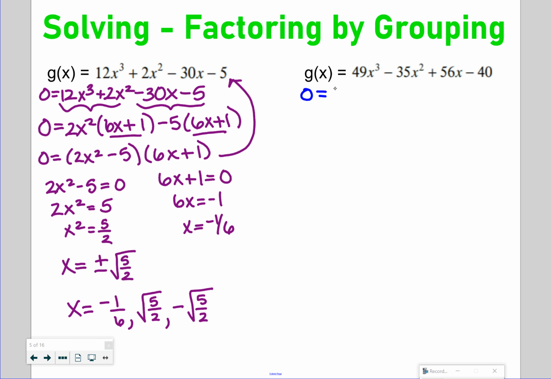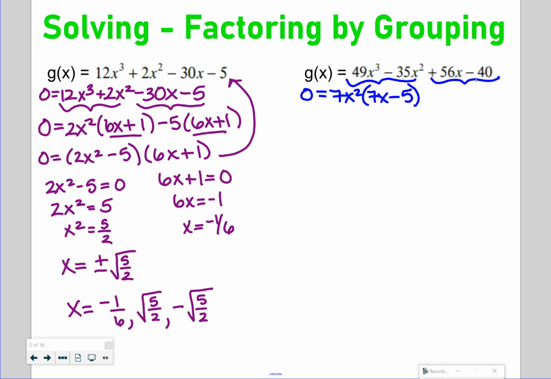And I'm not going to actually rewrite the whole thing here. You get the idea. I'm just going to start pairing them up and factoring out what they have in common. 49x cubed and 35x squared have a 7 and an x squared in common. If I divide that out of the first term, I'm left with 7x. And if I divide that out of the second term, I'm left with negative 5.